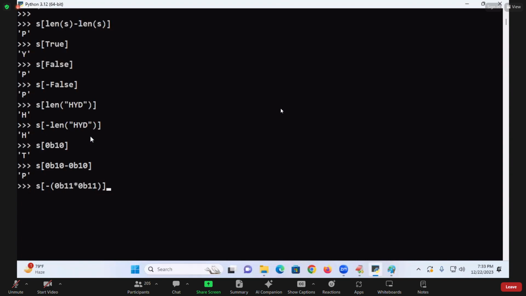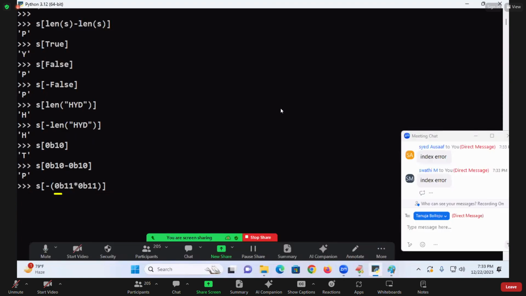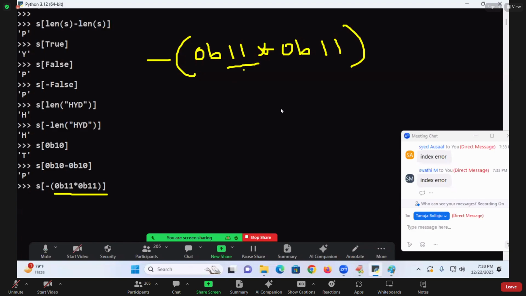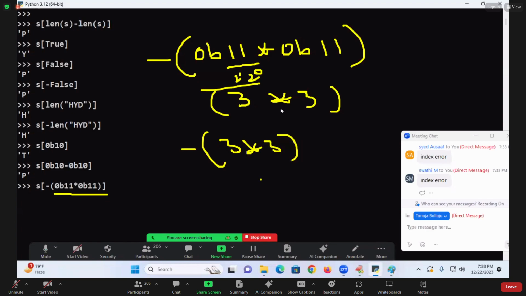Come on. The answer is index. Look, guys: minus of 0b11, 0b11, star 0b11. What is this 11? 2 to the power of 0, 2 to the power of 1, which is called what? 3. Minus of 3 into 3, what is this now? Minus 9.